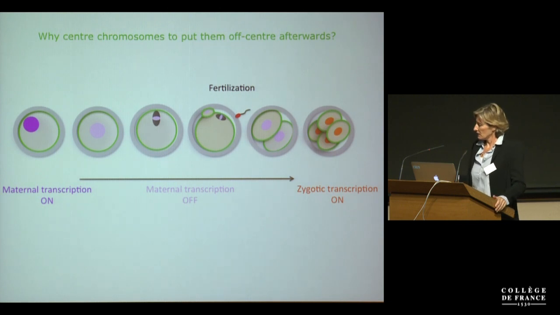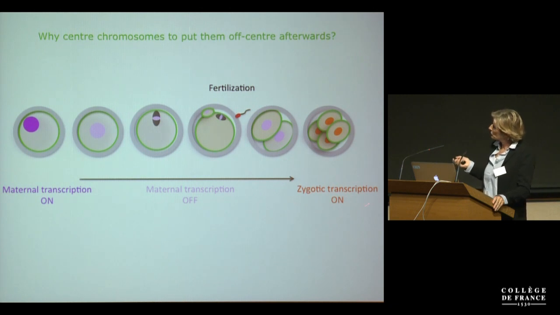And one area of research that we are now initiating is that maybe this movement of the nucleus from the periphery to the center, which normally takes place in vivo at the end of oogenesis, is important to modulate maternal transcription, because it correlates with this very important event, which is the switching off of maternal transcription, which is extremely necessary for zygotic transcription to take place later on after fertilization.